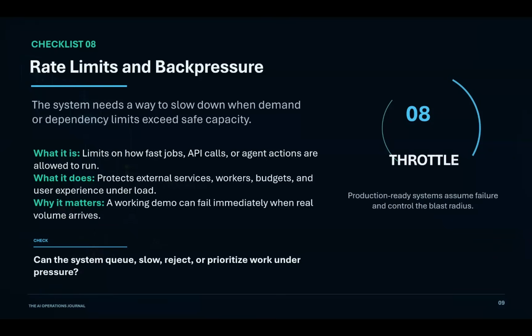The same way the external system does it to you, you should be able to do also with any other external system that sends information to your system. And the quick exercise is to check if the system can queue, slow, reject, or prioritize work under pressure.